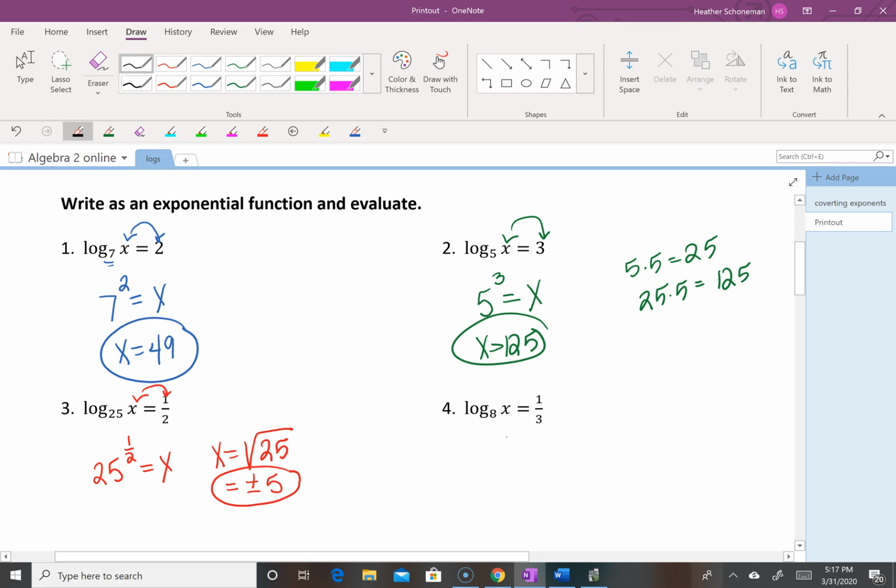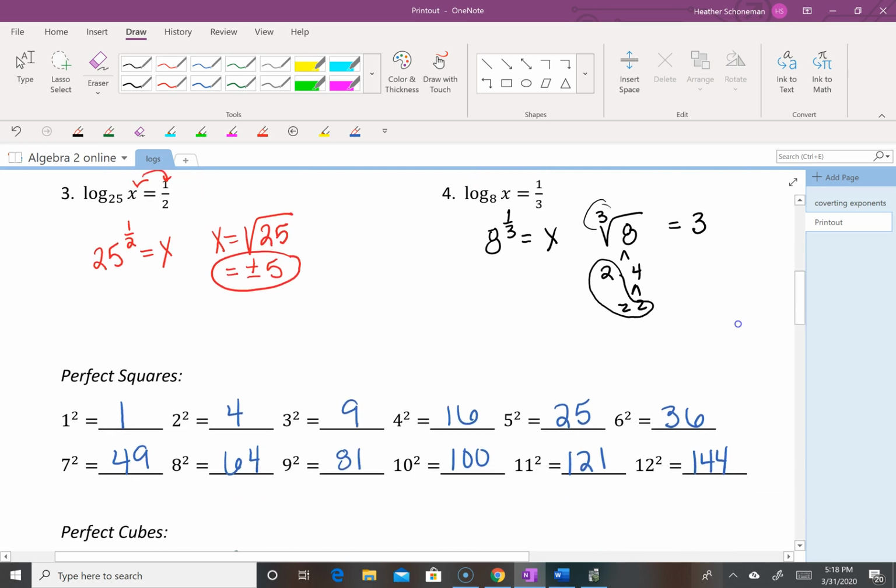Okay, number 4. Log base 8 of x equals 1/3. So I have 8 to the 1/3 power equals x. Well, to solve that, I need to take the cube root of 8. You can just remember it's 2. Or if you don't, you could make a factor tree. And because it's a cube root, we're looking for groups of 3. There's nothing left over, so my answer is just 2. Now remember, on this one, I am not going to write plus or minus because this is an odd root, so I don't need a plus or minus.